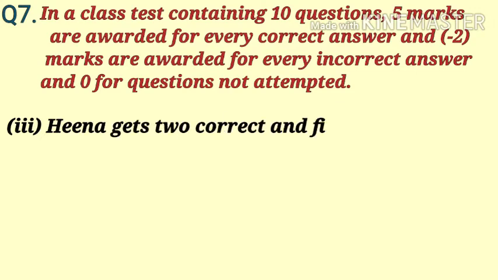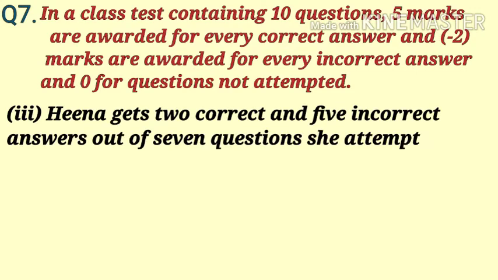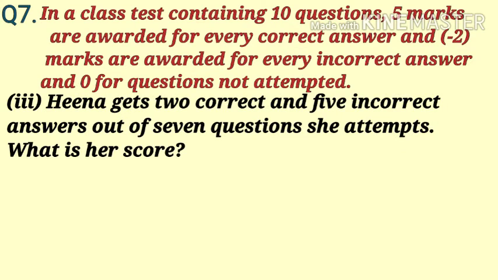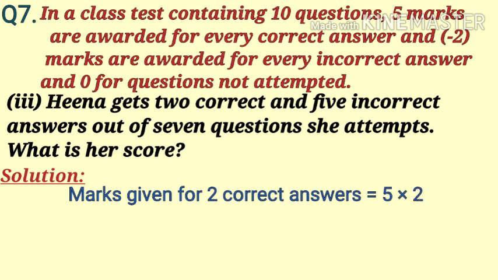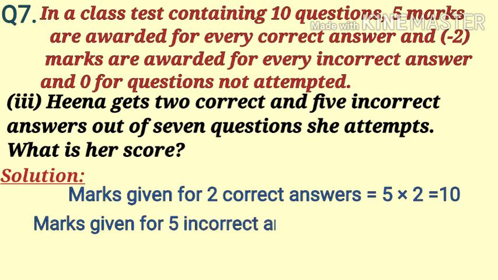Now third part. Hina gets 2 correct and 5 incorrect answers out of 7 questions she attempts. What is her score? So here Hina, she has attempted only 7 questions and out of them she gets 2 correct and 5 incorrect answers. So we will find her score accordingly. So first we will find how many marks she got for 2 correct answers. So it is equal to 5 multiply 2, that is 10. Then marks for 5 incorrect answers, it will be minus 2 multiply 5 equal to minus 10.